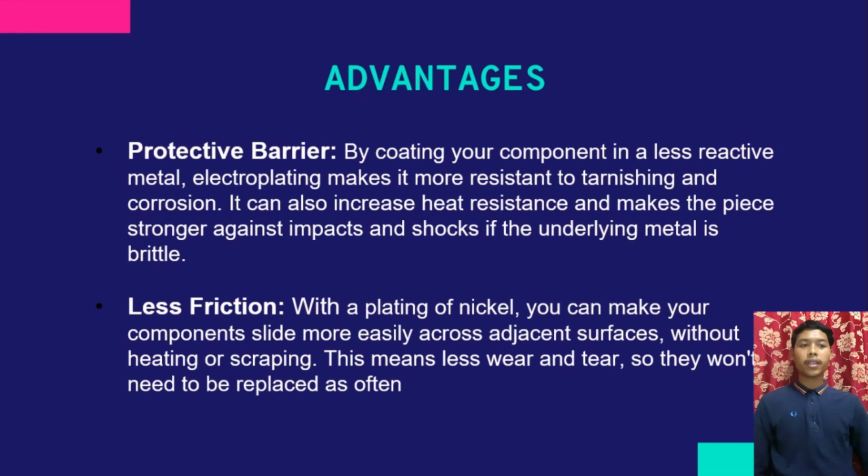Fourth, protective barrier. By coating your component in a less reactive metal, electroplating makes it more resistant to tarnishing and corrosion. It can also increase heat resistance and make the piece stronger against impact and shock if the underlying metal is brittle. Lastly, less friction. With a plating of nickel, you can make your components slide more easily across adjacent surfaces without hitting or scraping. This means less wear and tear, so they will not need to be replaced as often.